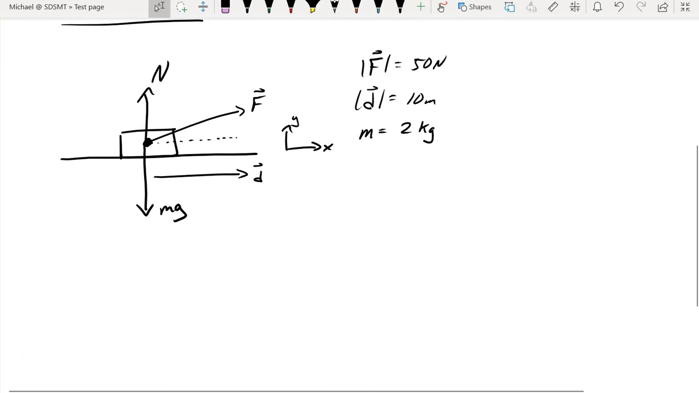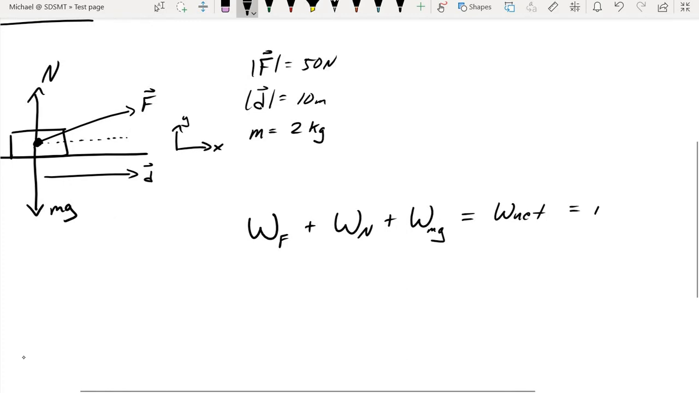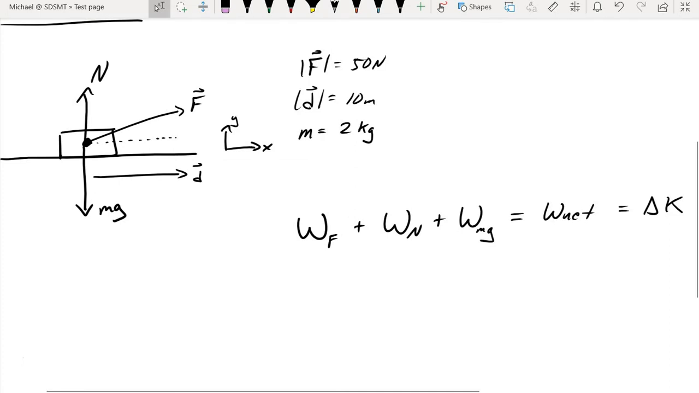Okay, so there's 3 forces here that I can see. And that means we will need to find the work that is done by the applied force. We'll need to find the work done by the normal force and the work done by our gravity force. The combination of all the work done will equal the net work, and that will in turn be responsible for any change in kinetic energy that we see for this mass.